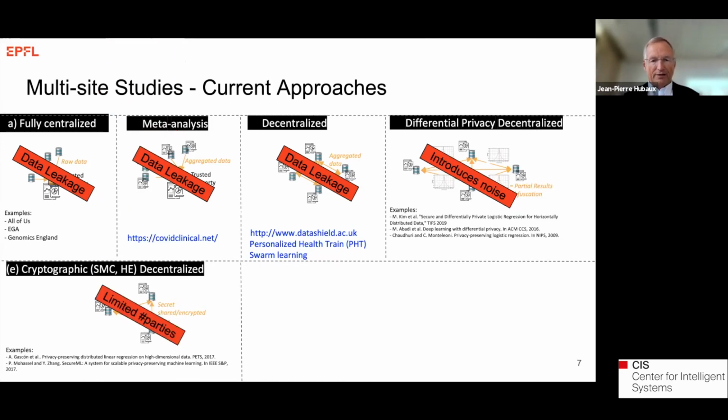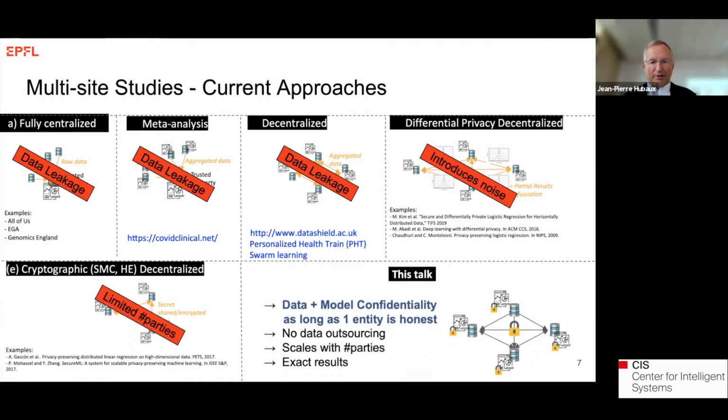So what we'll present in this talk is a technique that provides data and model confidentiality as long as one entity is honest. So the attacker would have to essentially corrupt all the sites that are involved in order to break the system. No data outsourcing, scalable with the number of parties, and providing exact results.